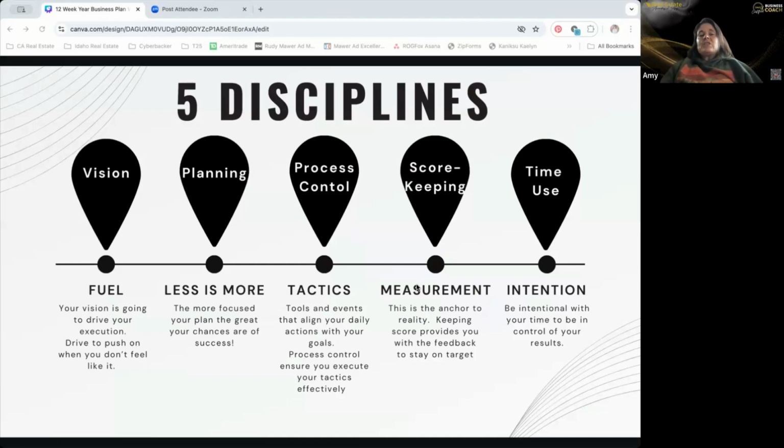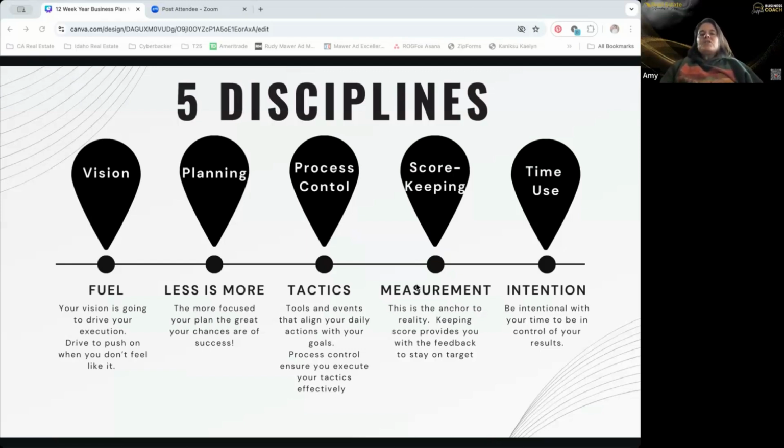Next week, we're going to dive into scorekeeping, which is discipline number 4. It's to not be afraid of the measurements, because the measurements ensure success, right? It's our anchor to reality. Keeping score provides us with the feedback that we need to stay on target. And time use, which we're going to touch on today. We want to be intentional with our use of time so that we are in control of our results.